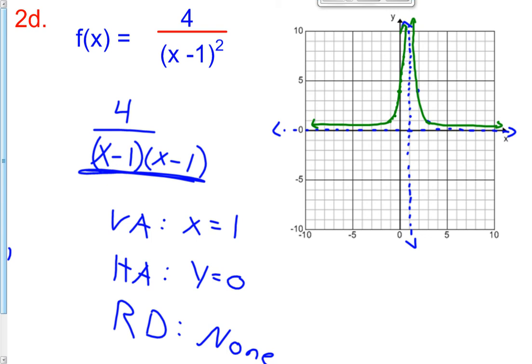So that's graphing rational functions. Be sure to let me know if you have any questions on that when you get to class tomorrow.